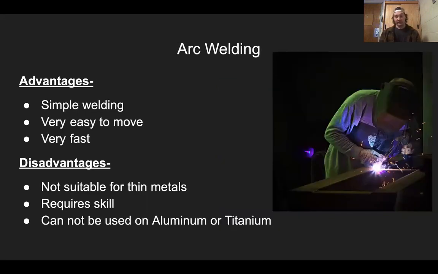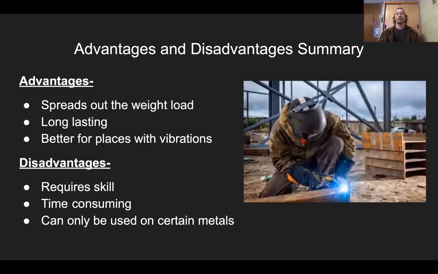Arc welding, which is the main type of welding we'll be talking about. Some advantages are it's simple, it's very easy to move about, and it's one of the faster weldings. The disadvantage is it's not suitable for thin metals, so you're going to have to use thicker metals. It does require skill, and you can't use it on aluminum or titanium. Some advantages and disadvantages.